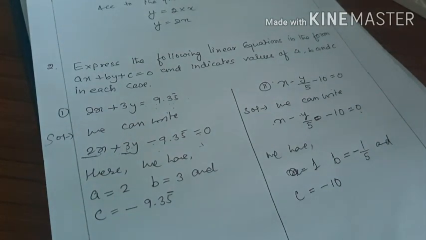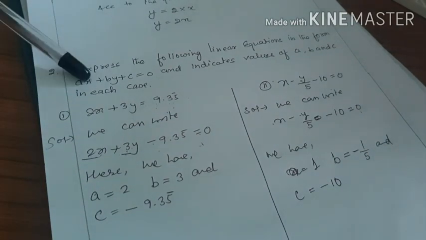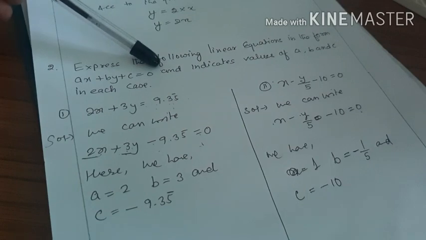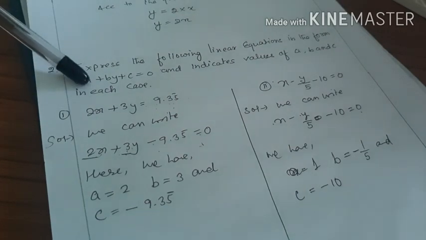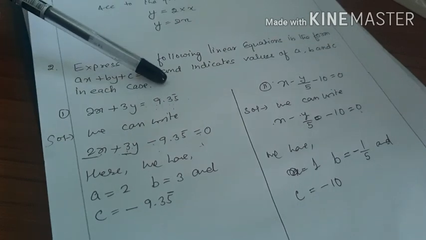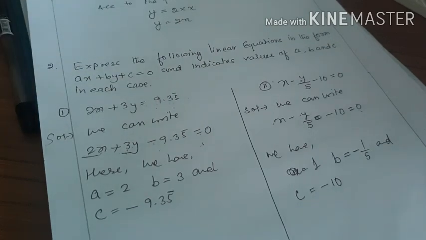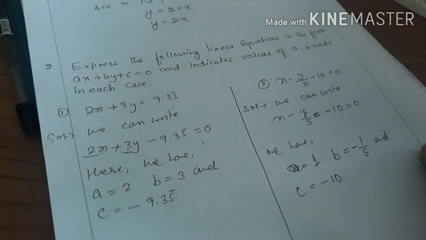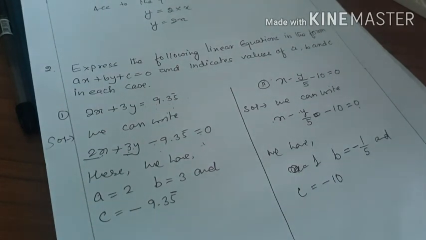Then we learned how to find a, b and c. Generally we have an equation ax plus by plus c equals 0. So here we just need to identify a, b and c and write them down. This is the first part of this chapter. I hope you got it.